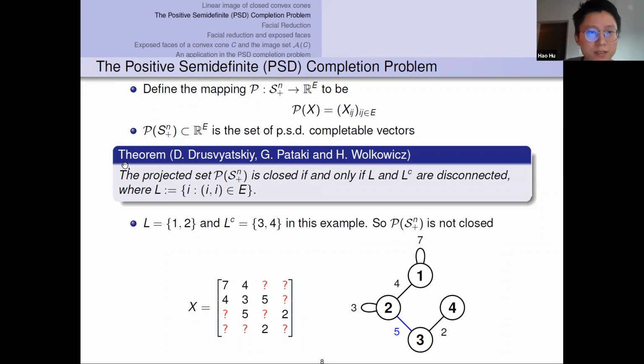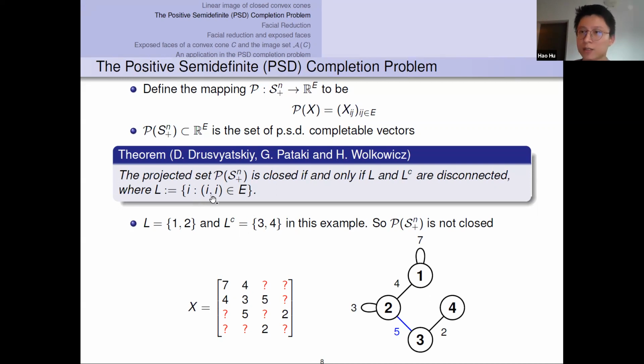So in this paper, they have answered the following interesting question, namely, when is the projected set closed? And actually, they give a very nice combinatorial characterization of this problem, namely, the projected set is closed if and only if L and L complement are disconnected, where L is the set of vertices in the given graph which have a self loop.